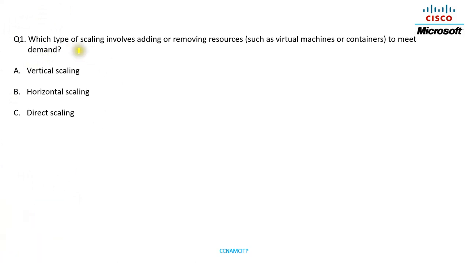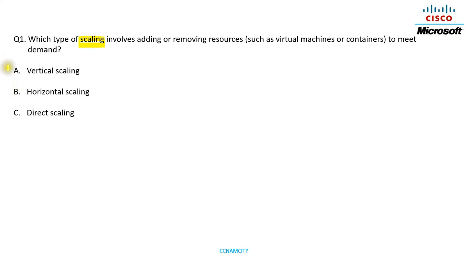The question is asking which type of scaling involves adding or removing resources such as virtual machines or containers to meet the demand. I already spoke about it in a couple of my videos. It is resource management: you want to add or remove resources such as virtual machines and containers. Basically it is a type of scaling, because scaling has two types: vertical scaling and horizontal scaling.